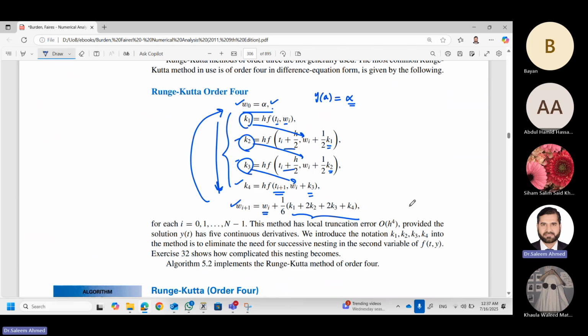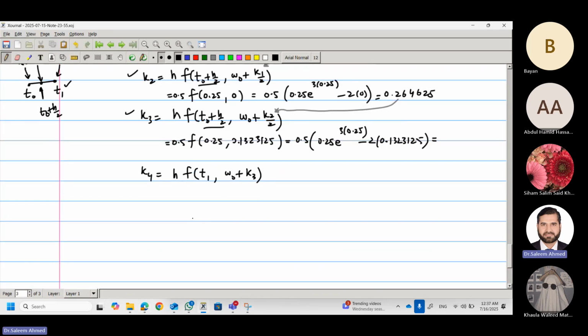Here you see K4 has H, T1 and W1 plus K3. I'm not dividing by 2. Here you see, these both are half: H by 2, K by 2. H by 2, K by 2. Here there is no H by 2, no H by 2. So that's how you can remember. But anyway, this will be written in your question, so don't worry.